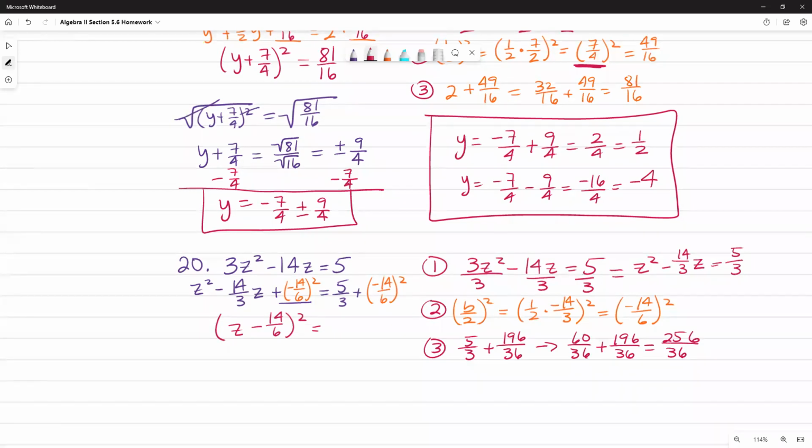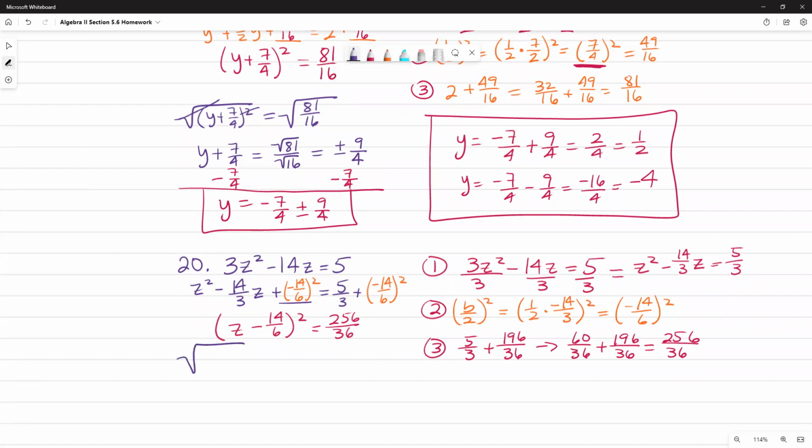256/36. At least they're nice enough to give us perfect squares. All right, so our final equation is z minus 14/6 squared equals 256/36. Because in the end we're going to get a common denominator, if we just leave that 14/6 like it is, instead of reducing it into 7/3, I'm just going to leave it. So now that we have our final equation, we can use our square root property and solve.